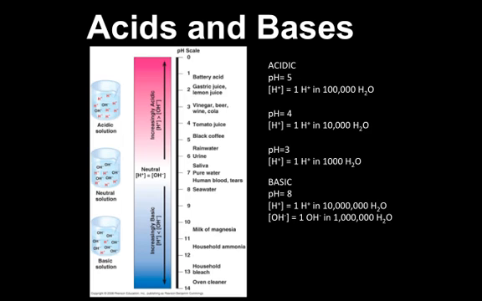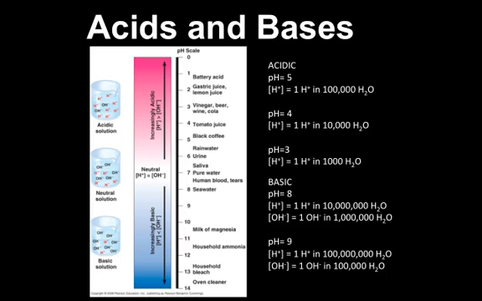On the basic side of the scale, we'll look at seawater, which has a pH of 8. The hydrogen concentration in that case is 1 in 10 million water molecules. The hydroxide ion concentration is 1 in a million. Compare that to something that might have a pH of 9. The hydrogen concentration is now 1 in 100 million water molecules, but the hydroxide ion concentration is 1 in 100,000, 10 times more basic than a pH of 8.